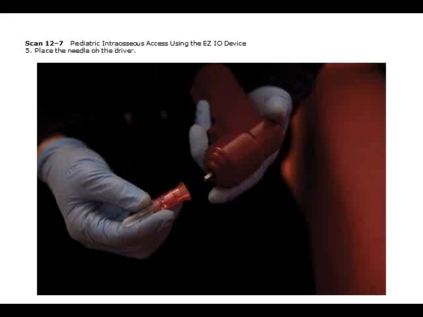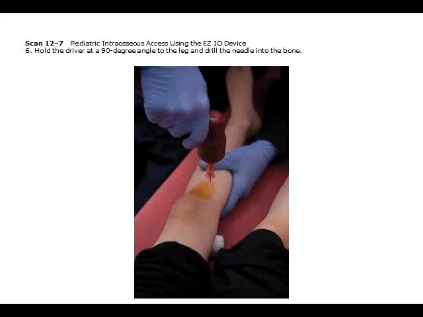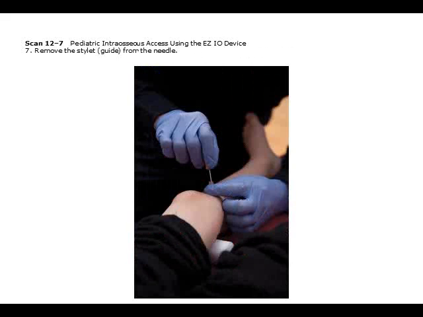Attach your needle to the driver. Remove the cap, hold the driver at a 90-degree angle to the leg and drill the needle into the bone. This is with ever so slight pressure. You just need a small amount of pressure on that needle, and it will basically pull itself into the bone. So it's not something you're going to have to be forceful with. Even a person with just enough strength to lift the driver can basically put this thing in.